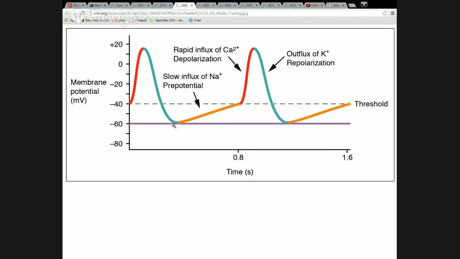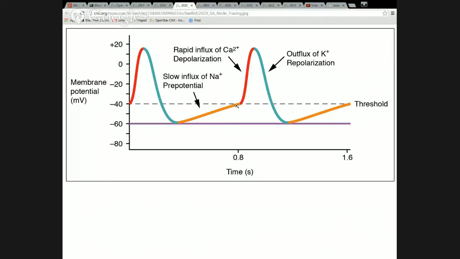Instead of getting down to a resting membrane potential and just sitting there doing nothing for a while, these cells actually start to depolarize again through what's called the pre-potential, and that is definitely dependent on sodium. So the rapid depolarization, here they include calcium. I'm not entirely sure that's perfectly correct. Again, I'm not really a cardiac physiologist, but there really isn't a voltage-gated calcium channel, I think, that really works that way. But that's beside the point.